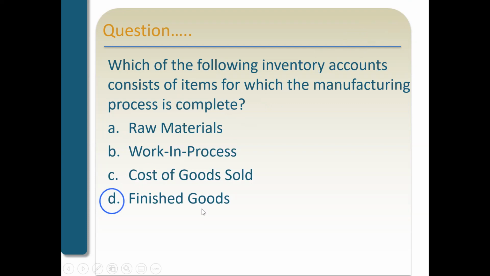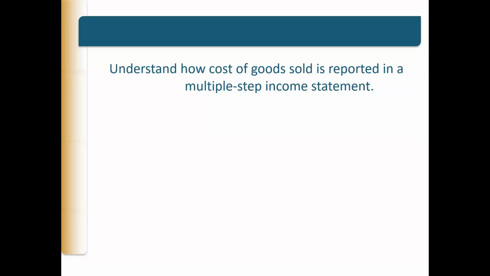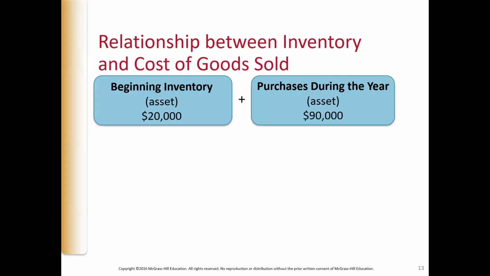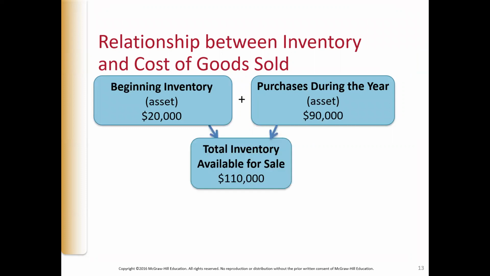Finished goods is the inventory account that is used when the product is ready to be sold. Work in process is the account that is used as the product is being worked on and completed. Now, cost of goods sold is an income statement item. Inventory is a balance sheet item.